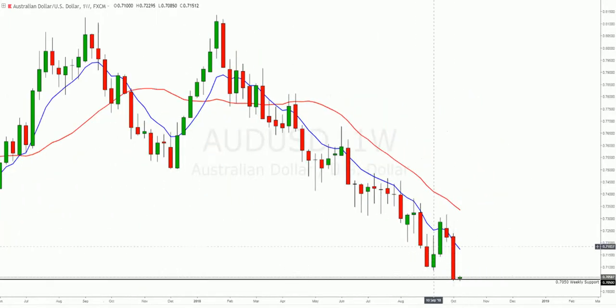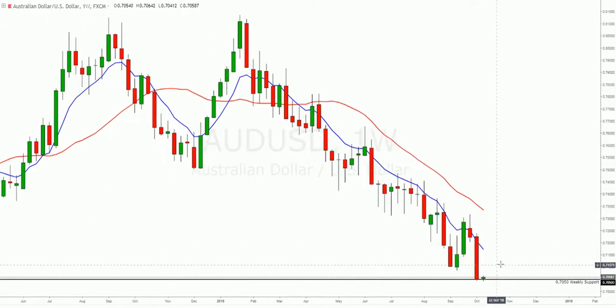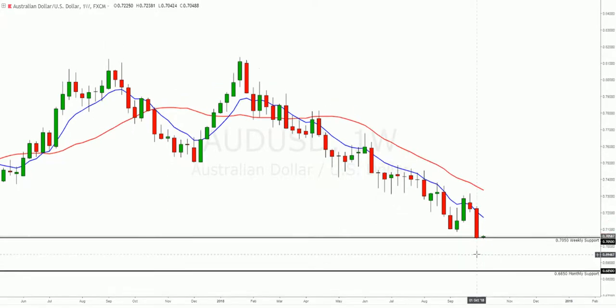But yeah, things aren't looking great for the Australian dollar right now. Now we've met that 0.7050 level. Price may stall, consolidate for a short amount of time, potentially come back up. However, we could be seeing price fall all the way to that monthly support level.